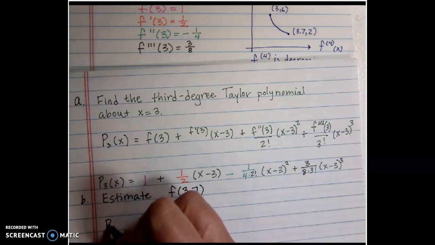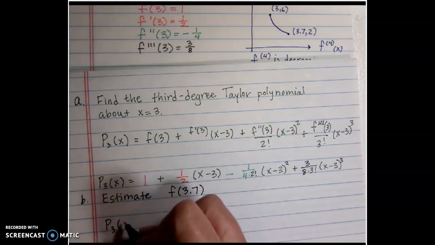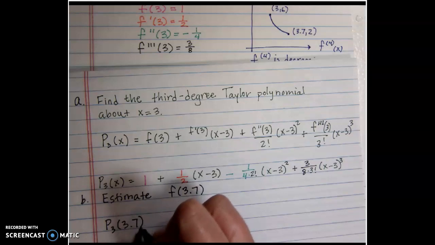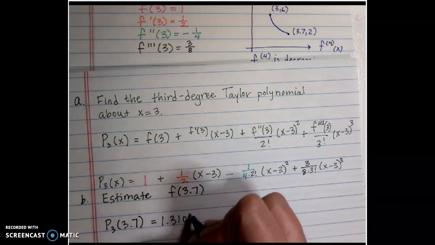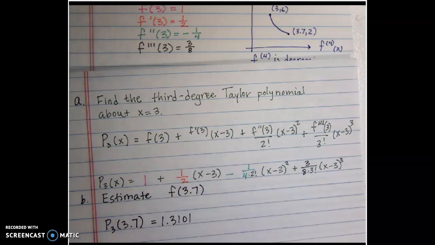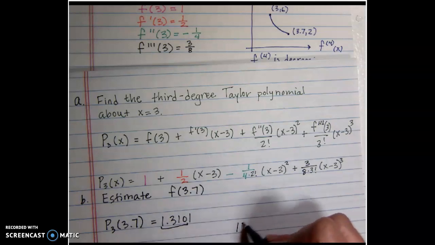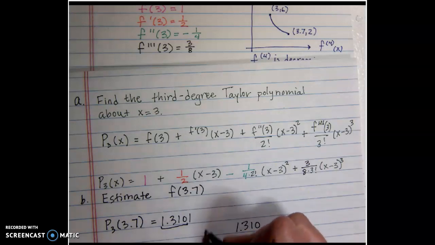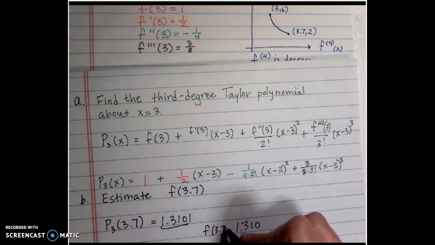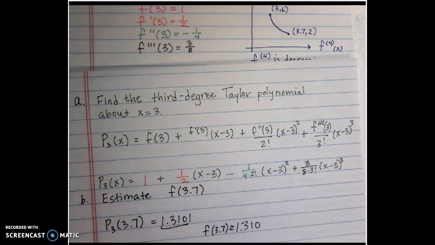When I used my Taylor polynomial at 3.7, I got 1.3101. Remember that you always have to be correct to 3 places to the right of the decimal, so the College Board would accept 1.310 as an answer for that. This is an estimate of f of 3.7 because our Taylor polynomial approximates that function.